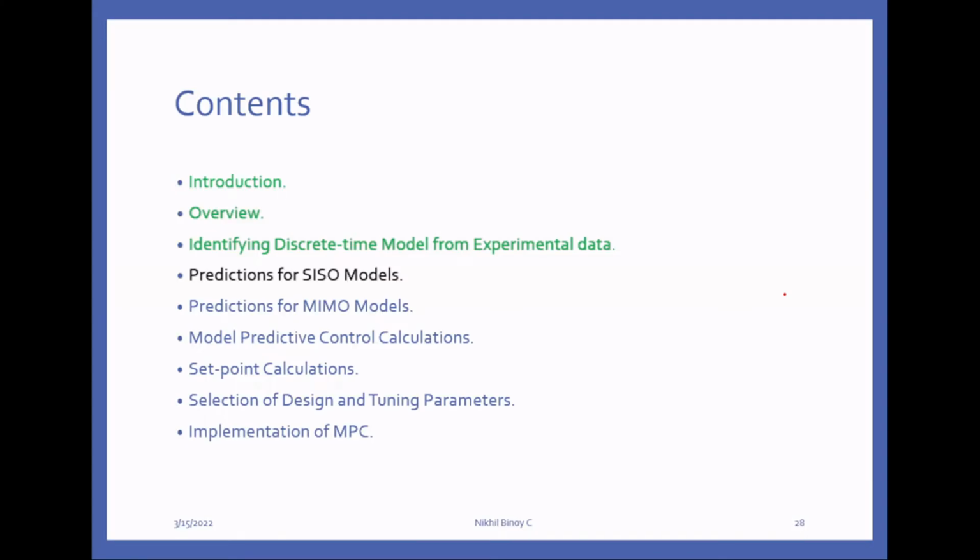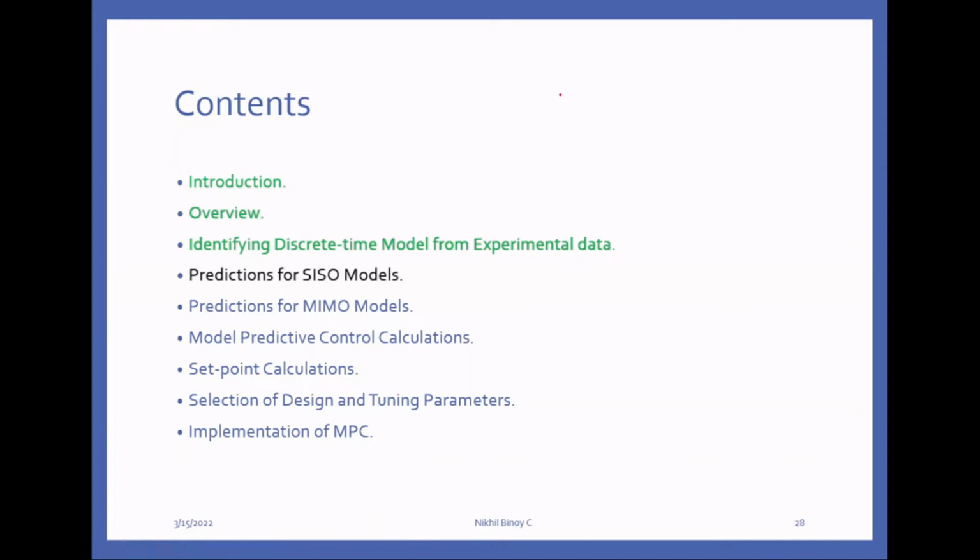So currently we are discussing predictions for the SISO model, that is, single input single output model. This discussion is not completed. Here we discussed about... I think you are remembering that initial block diagram of the model predictive control system.